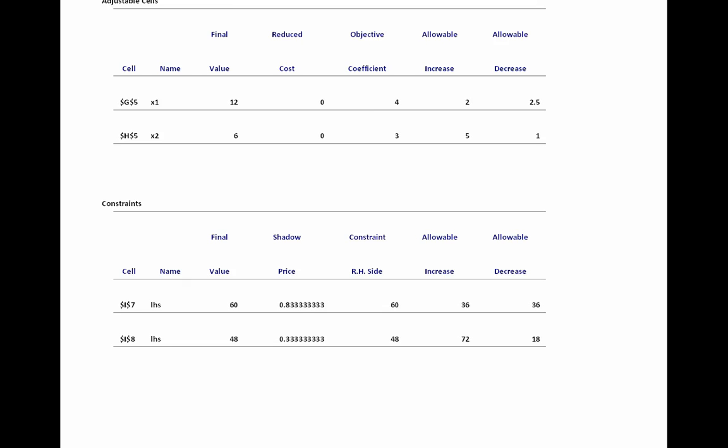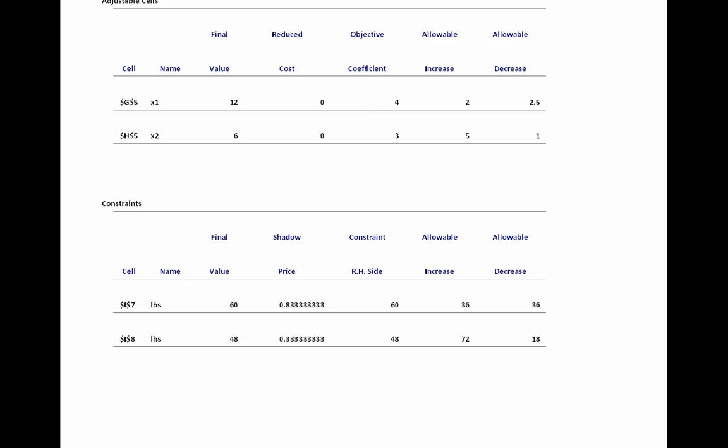Here's a look at the sensitivity report from Excel. Notice that that 33 cents on the bottom half is valid up to an allowable increase of 72. And that 33 cents is valid also on the downside, down by 18 hours. And outside those ranges, then the shadow price will change and will be no longer valid.